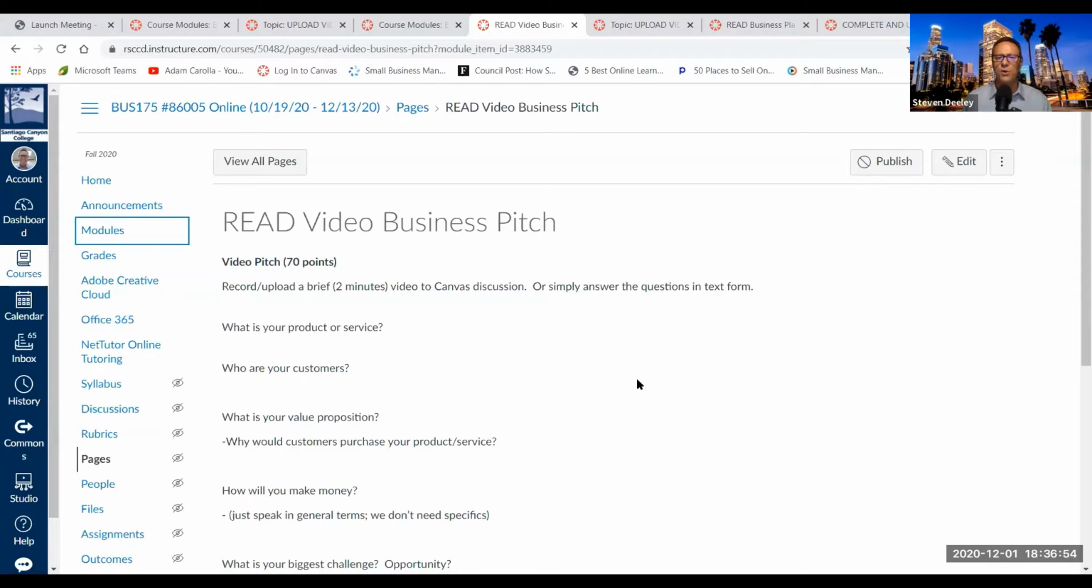Which leads to the next question: what's your value proposition? What that really means is, why would customers purchase your product or service? In other words, why would I purchase your product or service instead of someone else's? Maybe you're providing it at a low cost, you have a higher level of service, or maybe this is something new and unique. But why would someone purchase it instead of something else, or at all?